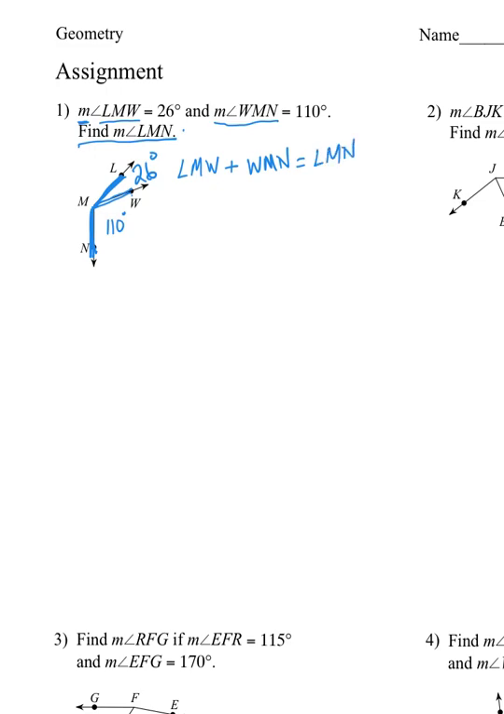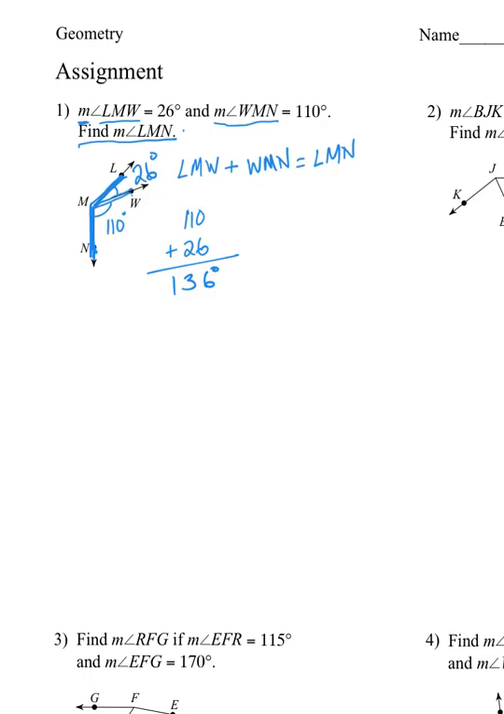LMN. Okay? So anytime we're given the two smaller angles and we're looking for the measure of the larger angle, we're always going to add. So that's going to be 110 plus 26, and you can use a calculator if you'd like. So this gives me a total of 136 degrees. Okay, so that's all you have to remember to do. As long as anytime you're given the two smaller angles and you're asked to find the measure of the larger angle, we're always going to add.